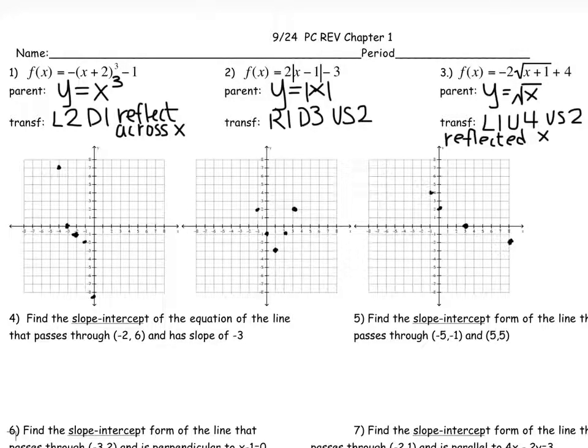First equation, you see that the x is being raised to the third power. The third power is giving us the clue that it's going to be a cubic function. So the parent function is y equals x cubed. What kind of transformation do you see?